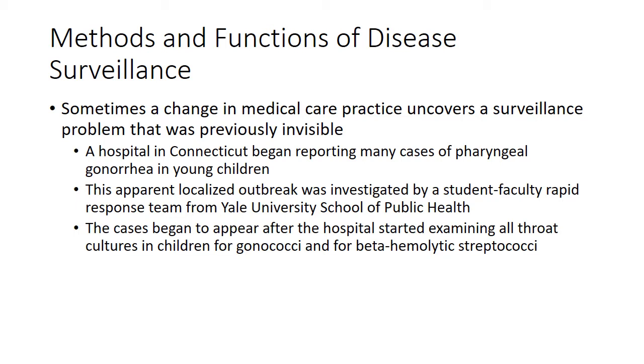What they found is that the cases actually began to appear after the hospital started examining all these throat cultures in kids for gonococcal disease, in addition to when they were looking for beta hemolytic strep. Throat cultures are a pretty common thing you're going to do. If you start to look for gonorrhea in cases where you weren't looking for it before, well, you're just going to find more cases, probably just as a coincidence. So the rates of disease probably weren't changing all that greatly. It's just that now you're capturing these cases that would have been uncaptured before.